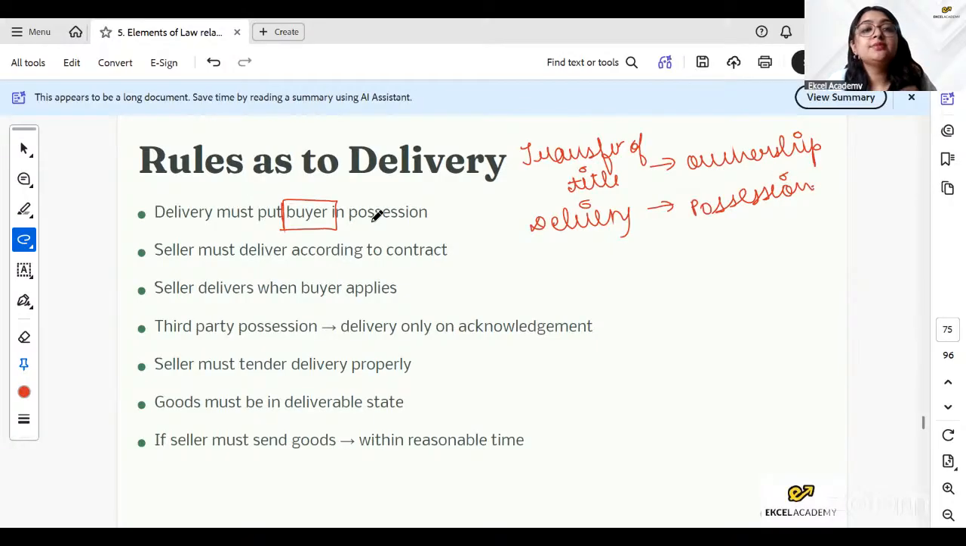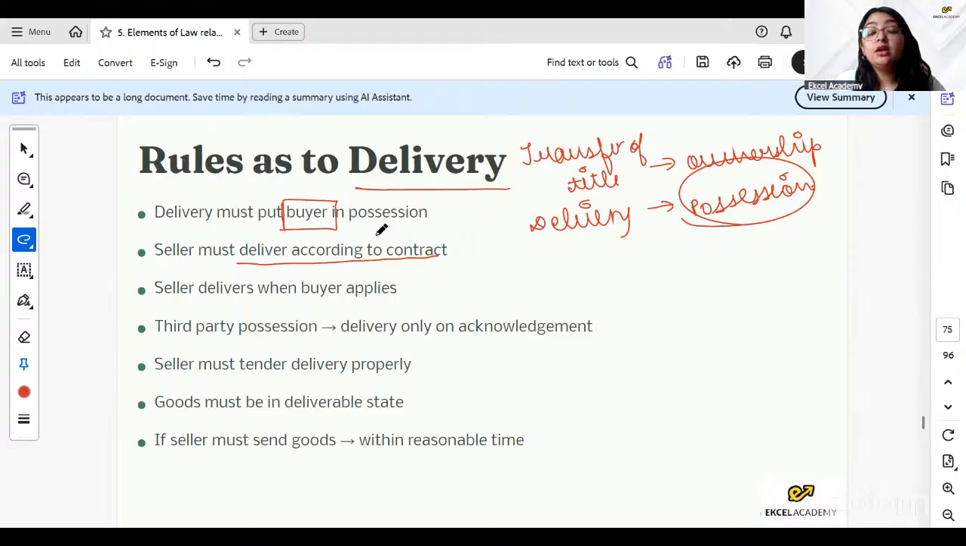All right, so please make sure that you are understanding the difference between these two. So when it comes to delivery, the buyer should be in possession of the goods. The seller must deliver according to the contract. So why is "according to the contract" mentioned here? In some cases, the seller takes responsibility of the delivery.